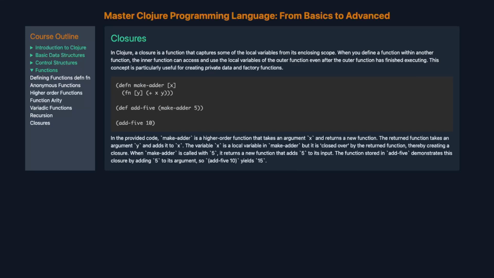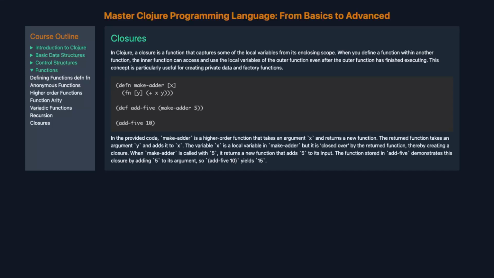Closures. In Clojure, a closure is a function that captures some of the local variables from its enclosing scope. When you define a function within another function, the inner function can access and use the local variables of the outer function, even after the outer function has finished executing. This concept is particularly useful for creating private data and factory functions.